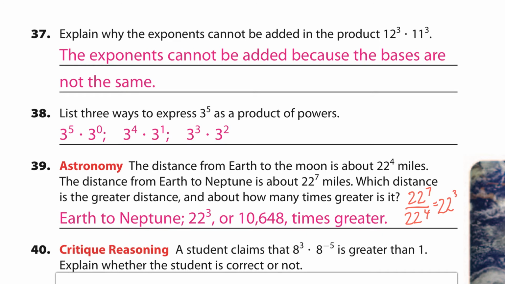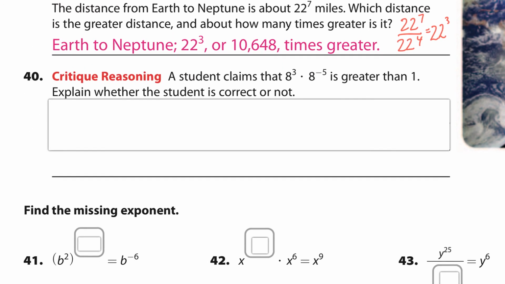Now this student claims that 8 to the third times 8 to the negative fifth is greater than 1. Explain whether the student is correct or incorrect. I think the student is incorrect, because if I first take 8 to the third times 8 to the negative fifth, there are a bunch of ways to do this. I would probably do 8 to the 3 plus negative 5, because you can add the exponents when you're multiplying those powers, and that would be 8 to the negative second power, which is the same thing as 1 over 8 to the positive second power, which is 1 over 64, and that's not greater than 1.